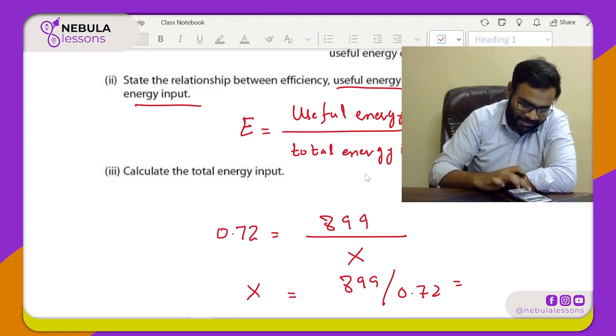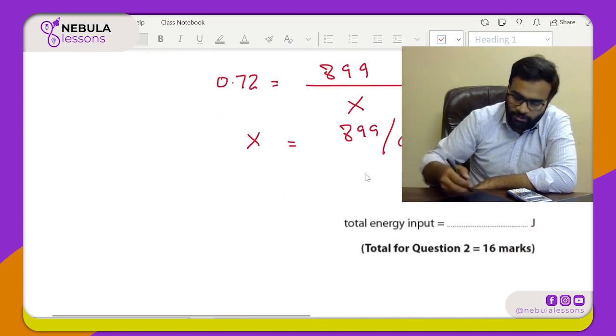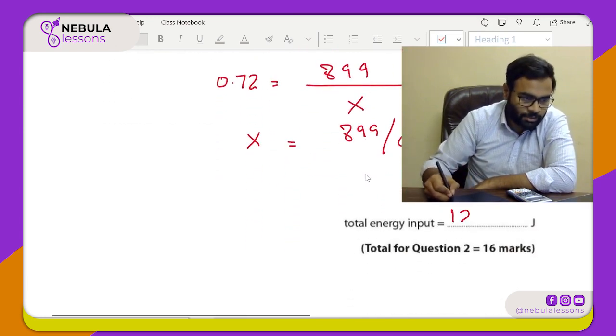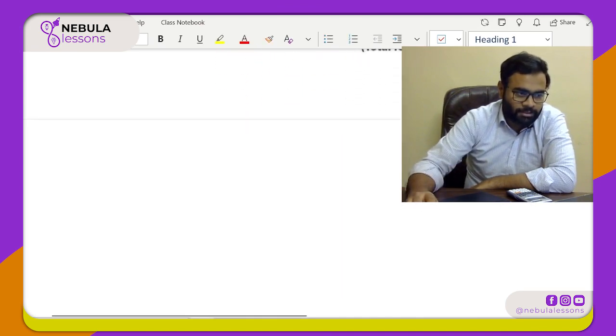which is equal to 899 divided by 0.72. Okay, so this is 1248.61. So I can write 1250 joules. Okay, so this is it.